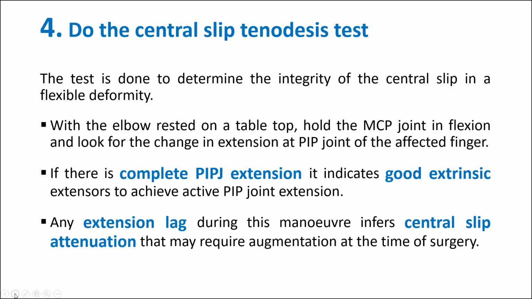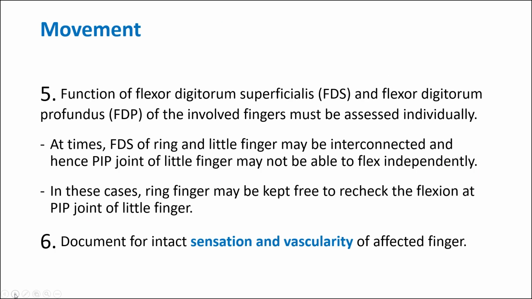In the palpation, the most important is to do the central slip Tenodesis test. You are going to check the integrity of the central slip in a flexible deformity, remember. What you have to do is hold the MCP joint in flexion, and if there is a change in the extension at the PIP joint of the affected finger, then if there is a complete PIPJ extension, it gives you an idea that the extrinsic extensors are good. But if during this maneuver there is any extension lag, then it means the extensors also need to be augmented at the time of surgery.